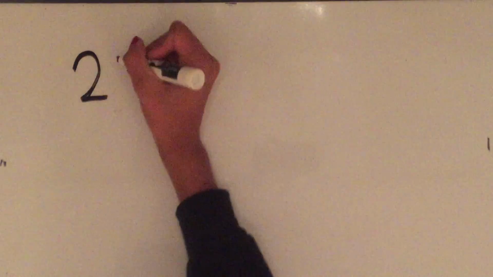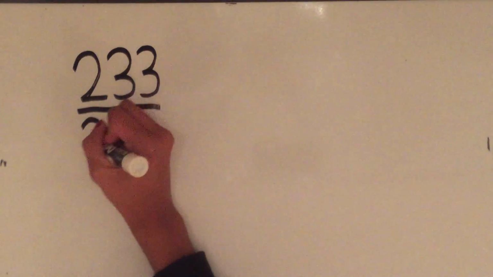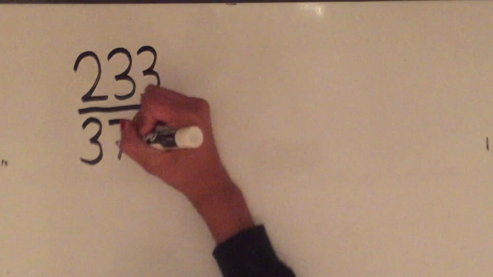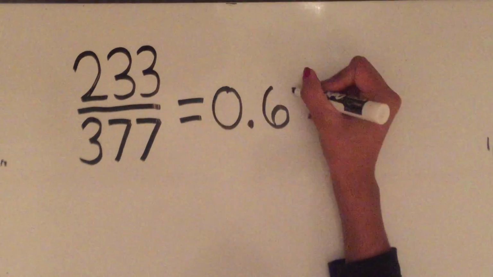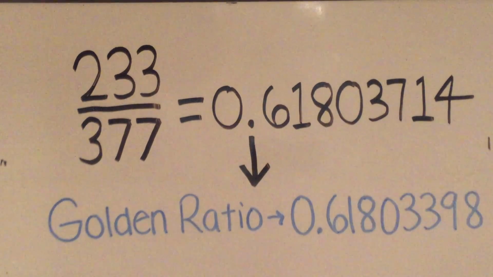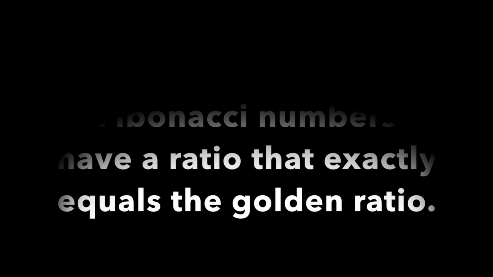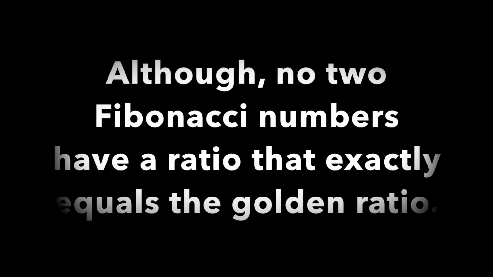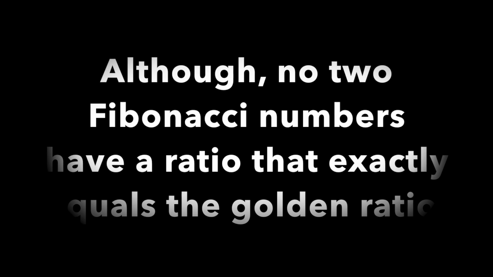But the greater the two Fibonacci numbers, the closer to the golden ratio the ratio is. For example, 233 and 377 are two successive Fibonacci numbers. When 233 is divided by 377 to get the ratio, the result is very close to the golden ratio. Although no two Fibonacci numbers have a ratio that exactly equals the golden ratio.